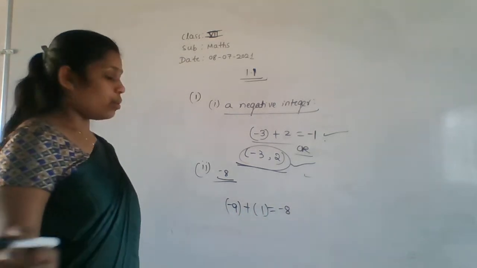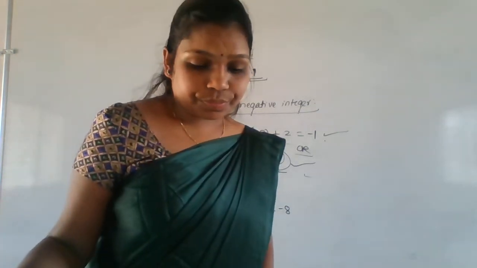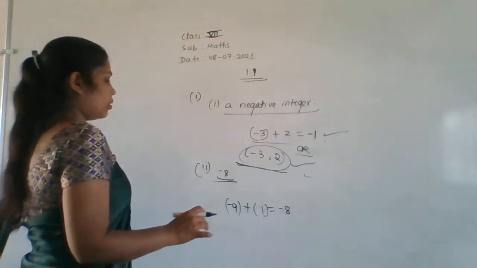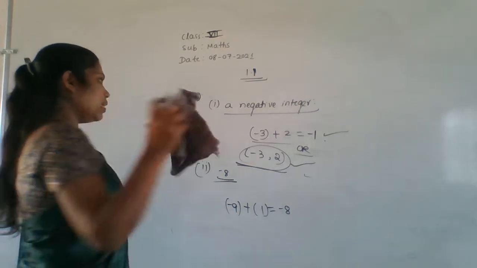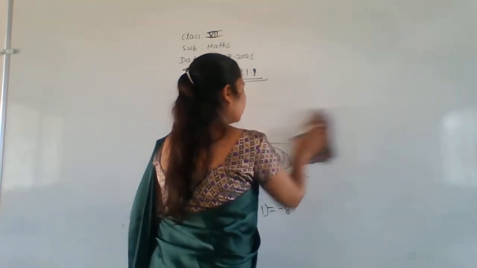Understanding? Okay. So the next, third one, is a positive integer. We have to get a positive integer. The third one.